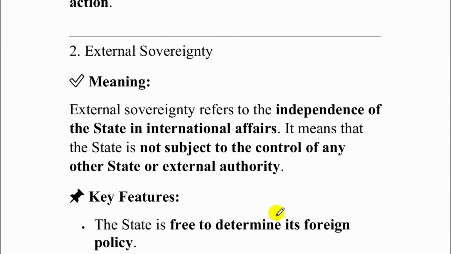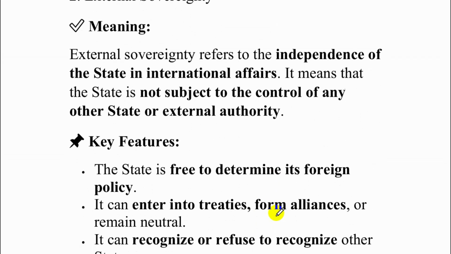Next, let's look at external sovereignty. What is its meaning? External sovereignty refers to the independence of the state in international affairs. The keyword here is international affairs. It means that the state is not subject to the control of any other state or external authority.